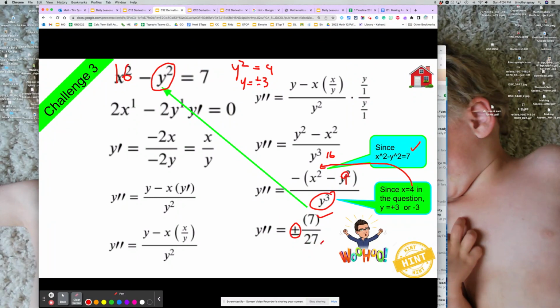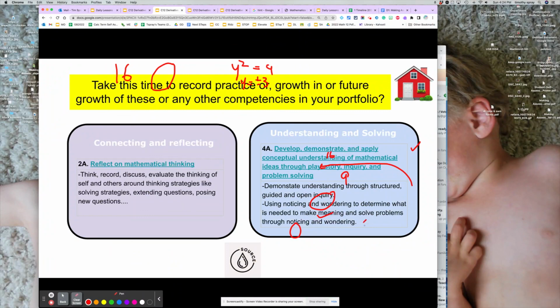So, woohoo! We're celebrating, friends. We're done. Again, take some time right now to look at the curricular competencies and wonder, where are you at on these? What are your next steps to continue to improve on these important skills?